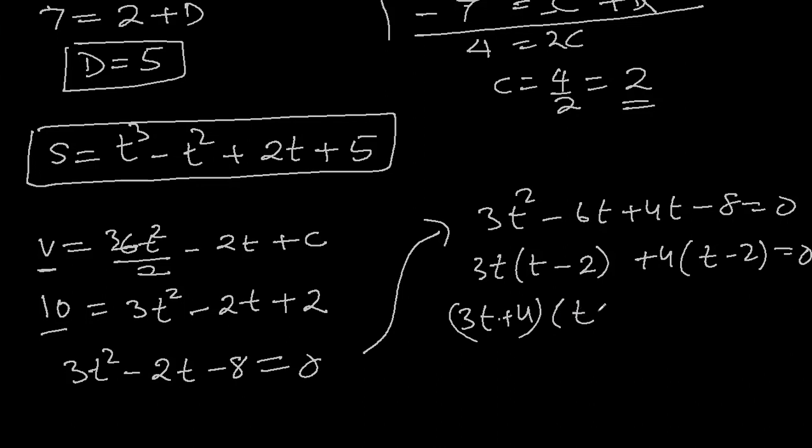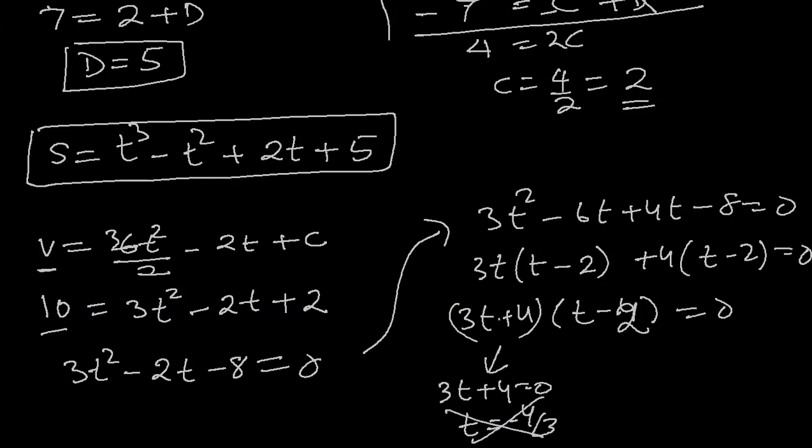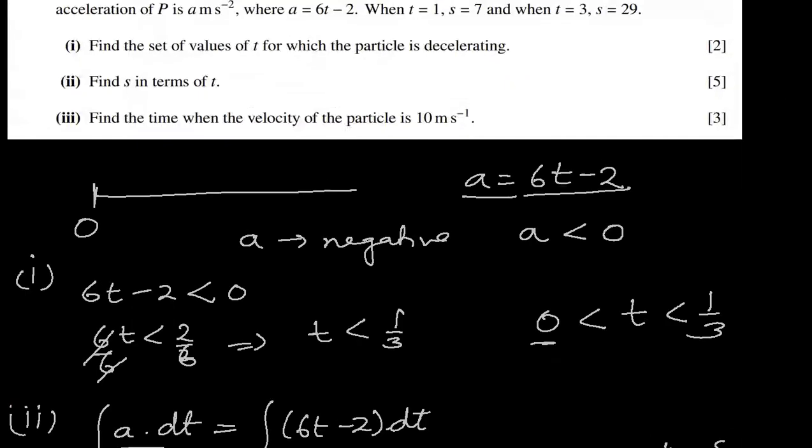If you're not comfortable factoring, just use your calculator. It can do the job for you. So 3t plus 4 equals 0 gives t equal to minus 4 over 3, which is invalid. We can't have a negative time. And t minus 2 equals 0 gives t equal to 2 seconds. This is the correct answer. At t equal to 2, the velocity is 10 meters per second. That's what they're asking.